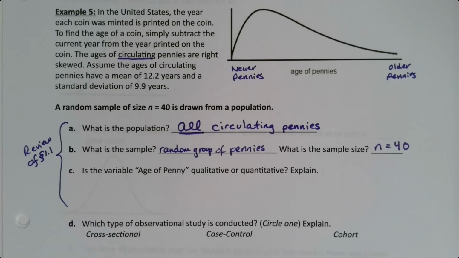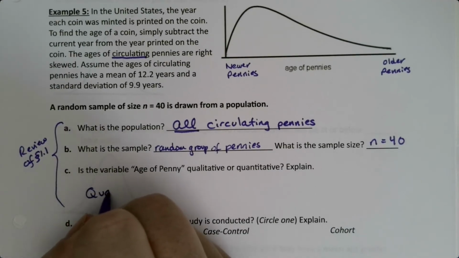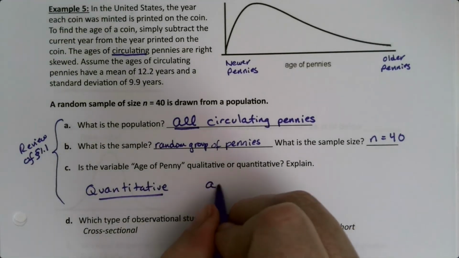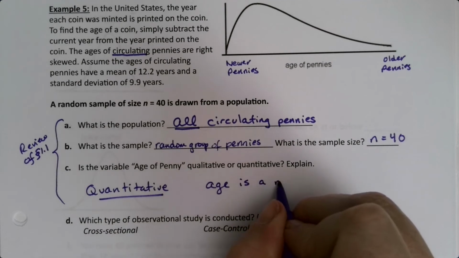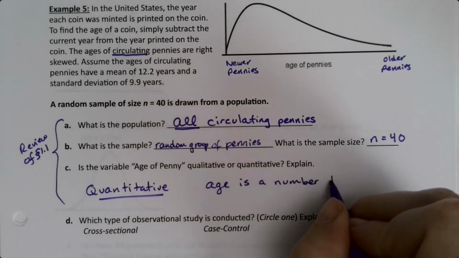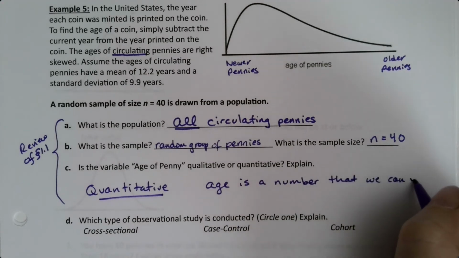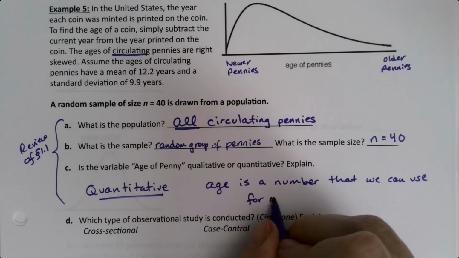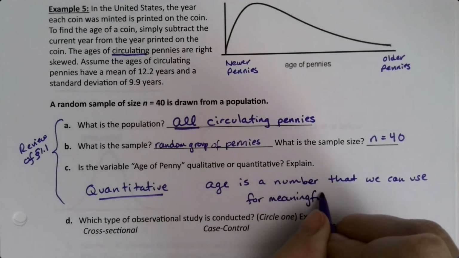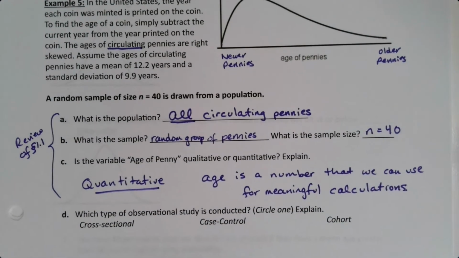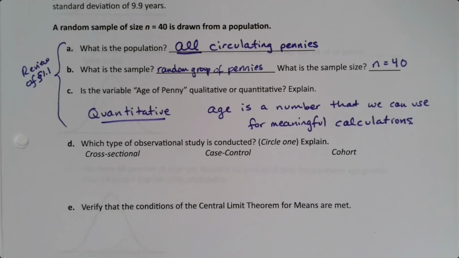Now, the age of a penny. So if you know the age of a penny is 20 years, is that value qualitative or quantitative? And the answer, of course, is that it's quantitative. We can actually do meaningful calculations. Age is a number that we can use to do meaningful calculations. There we go.